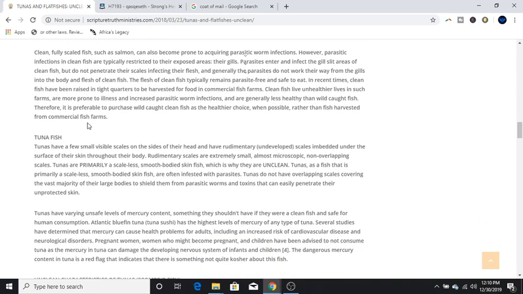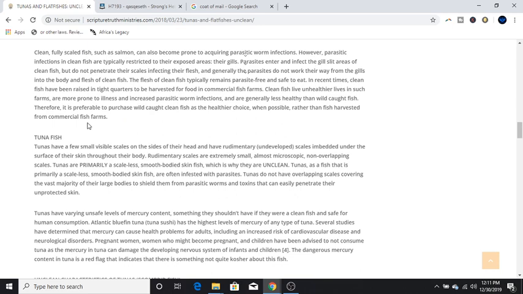Clean, fully scaled fish such as salmon can also become prone to acquiring parasitic worm infections. However, parasitic infections in clean fish are typically restricted to their exposed areas, their gills. Parasites enter and infect the gill slit areas of clean fish, but do not penetrate their scales, infecting their flesh. And generally, the parasites do not work their way from the gills into the body and flesh of clean fish. The flesh of clean fish typically remains parasite free and safe to eat.